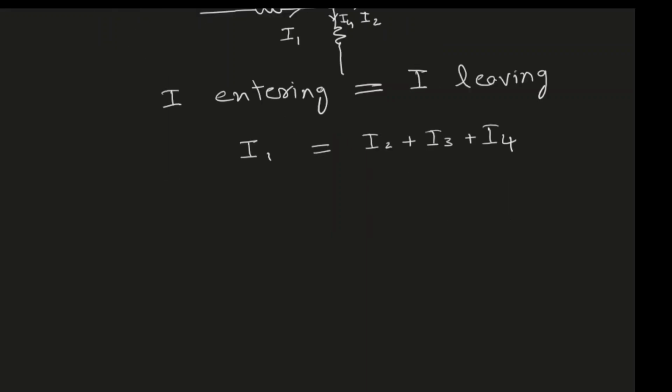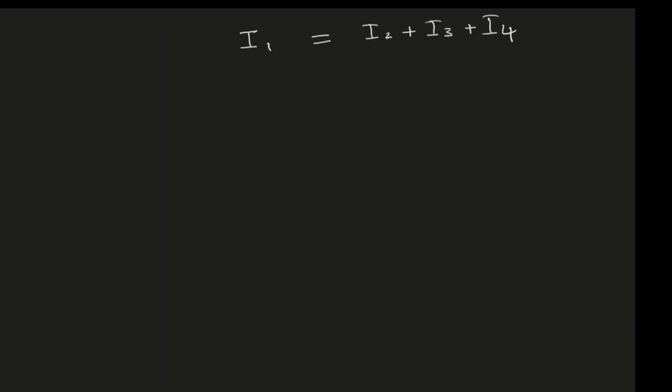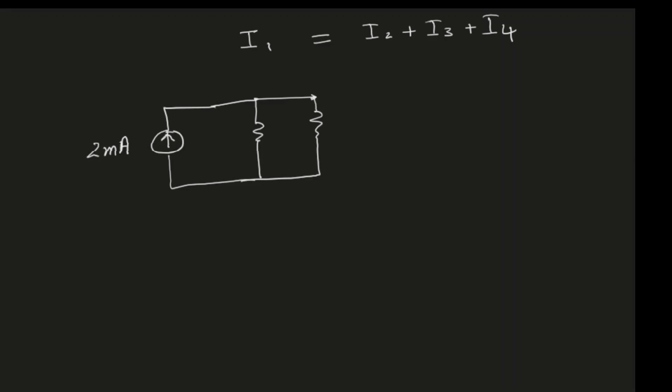Now, let's apply KCL to a simple circuit example. For that, I will assume this circuit, where we have two resistors connected in parallel. These two resistors are connected to a current source, and the value of the current source is 2 milliampere.